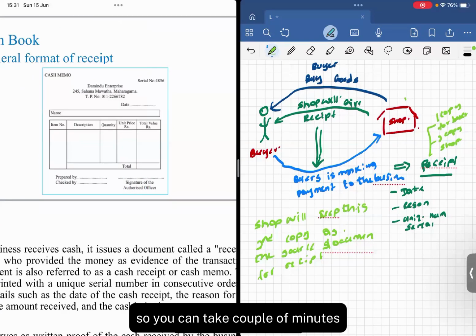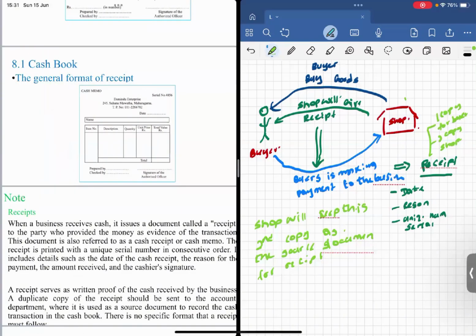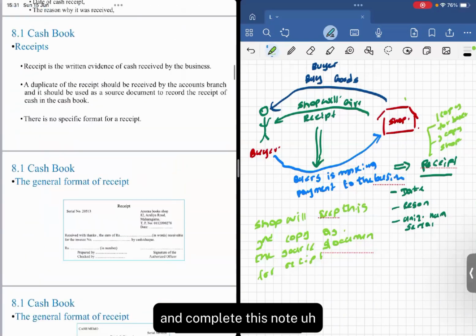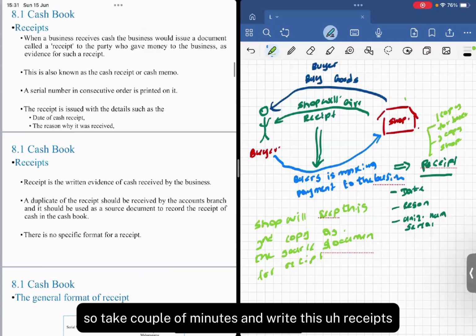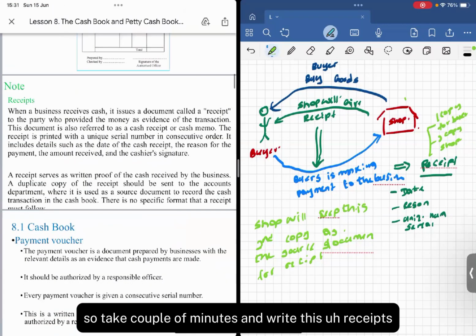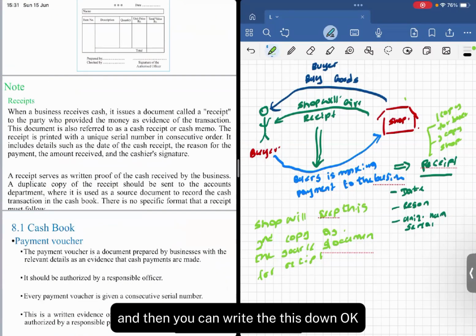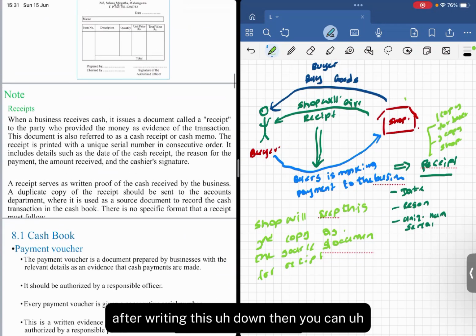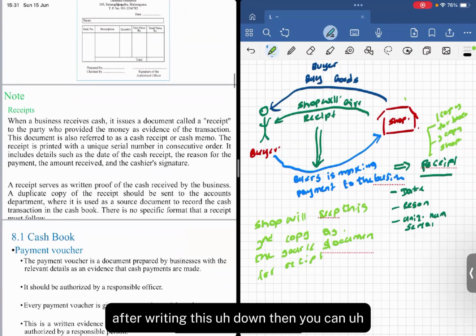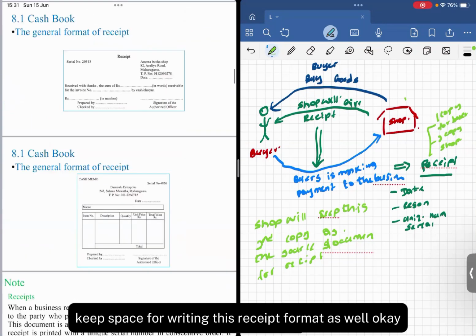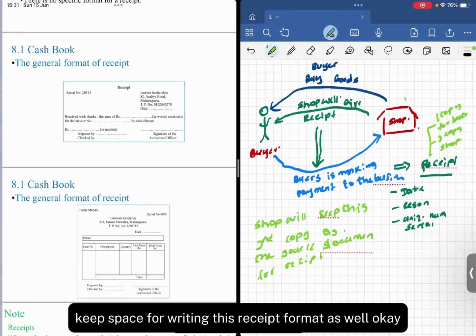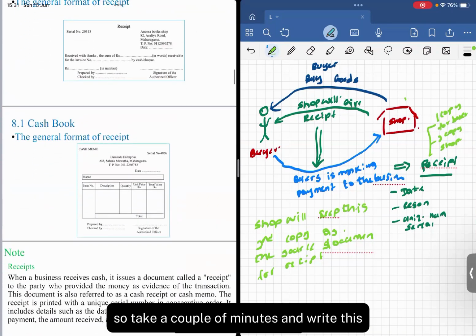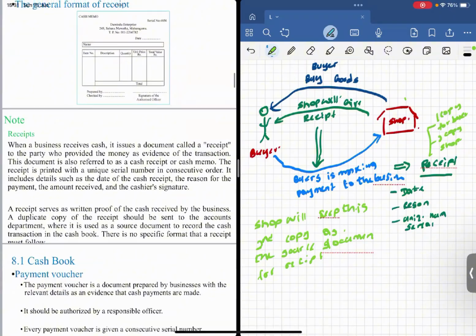So you can take a couple of minutes and complete this note. Write down the receipts, and then keep space for writing this receipt format as well. Take a couple of minutes and write this.